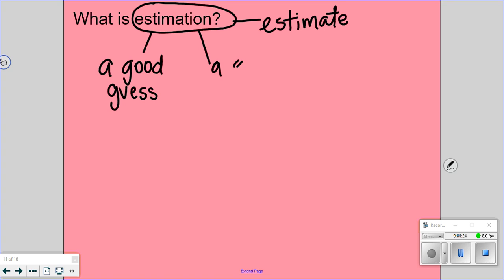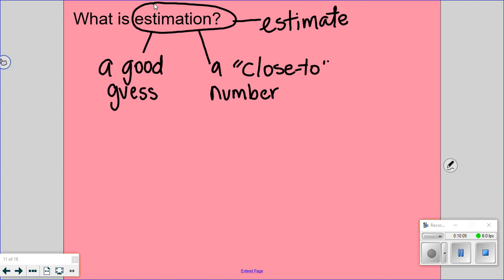When we estimate, we get what I call a close to number. And what that means is that number is not exact. It's just close to. So if you got a 99 on your test, you might say it's close to 100. That's not an exact score. You didn't exactly get a 100, but that was something close to it. Does that make sense what I'm saying?